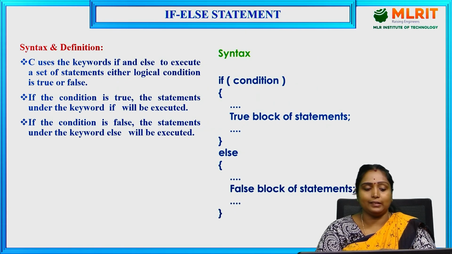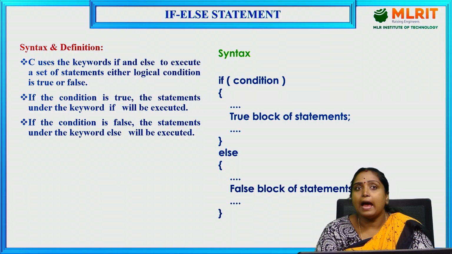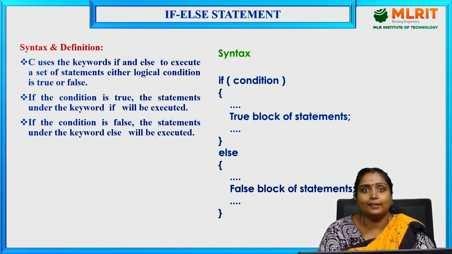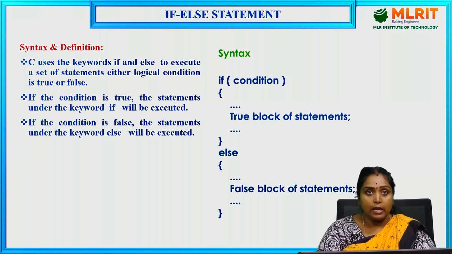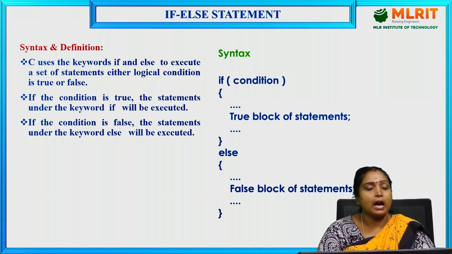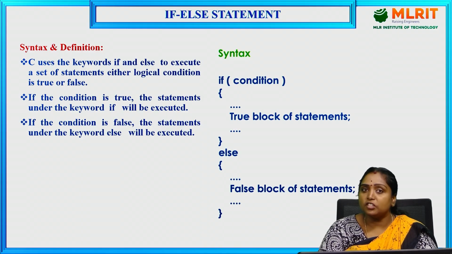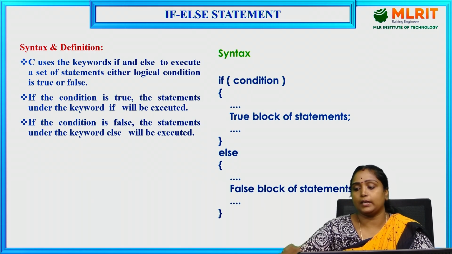So this is the syntax. C uses the keywords if and else in order to execute a set of statements, depending on whether the logical condition is true or false. If the condition is true, it will execute the statements under the if condition. If the condition is false, it will execute the statements under the else block.